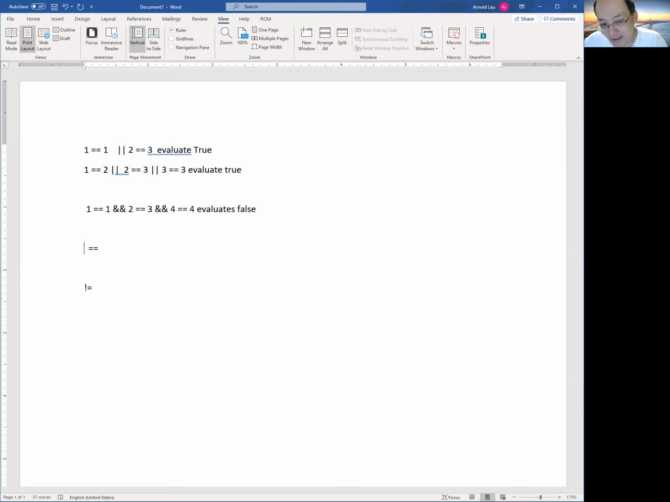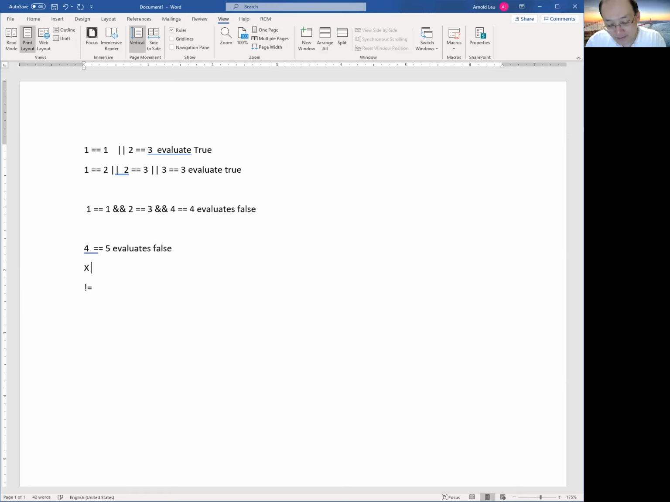And then this is just a comparison. Is the left side equal to the right side? That evaluates to false. So all you have to do is look at the left. Does it equal the right? That's what this double equal sign means. It makes a comparison, and I believe I did a lecture on this, on comparison operations in JavaScript.